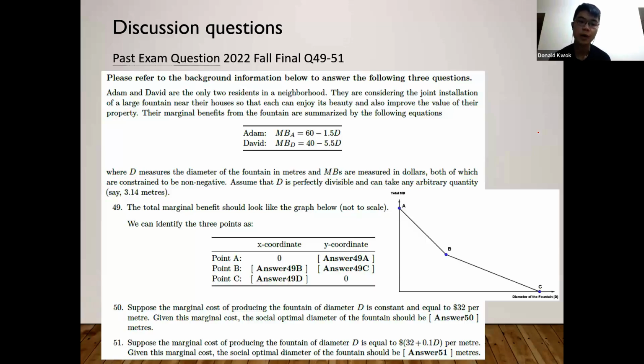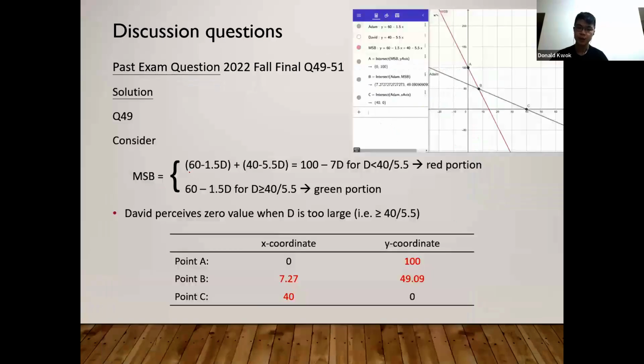Okay, question 49 requires us to derive the total marginal benefit curve, which is simply the marginal social benefit curve. So how can I do that? We need to check the x-intercept of the individual MB curve. For Adam, the x-intercept will be 60 divided by 1.5, while for David, the x-intercept will be 40 divided by 5.5. Apparently, 40 divided by 5.5 is a small number. This means that if the diameter is smaller than 40 divided by 5.5, then we need to sum up the individual MB expressions of Adam and David to derive the marginal social benefit curve.